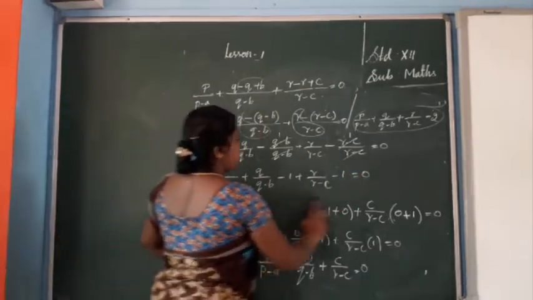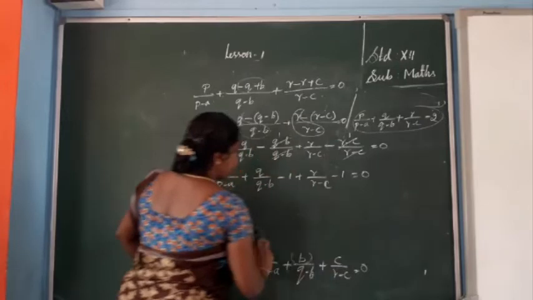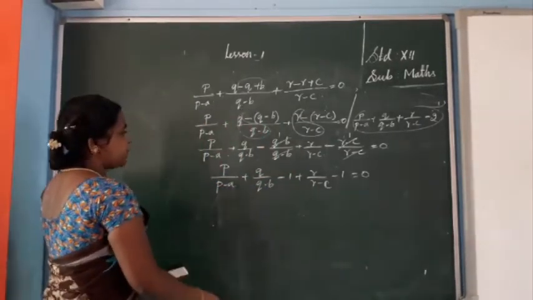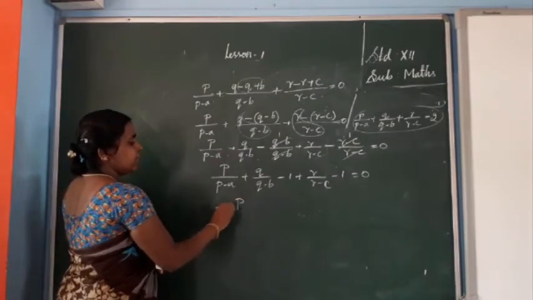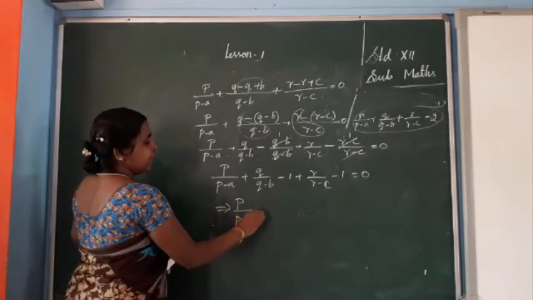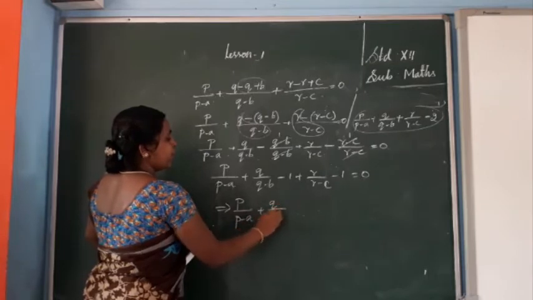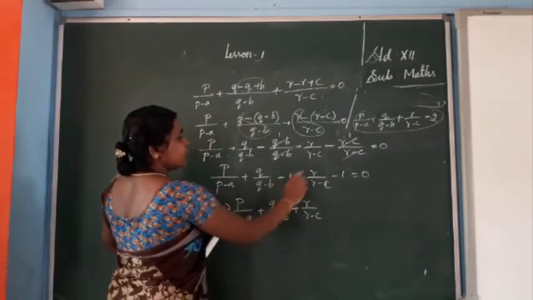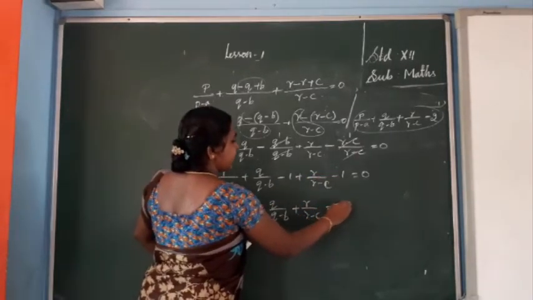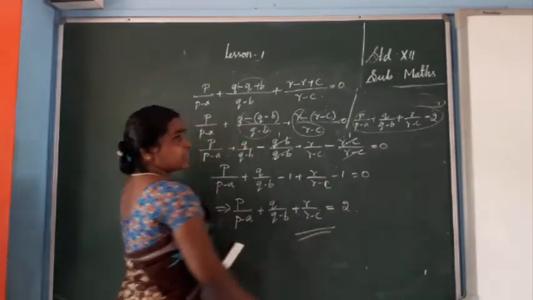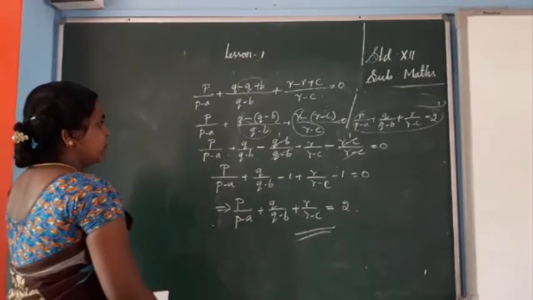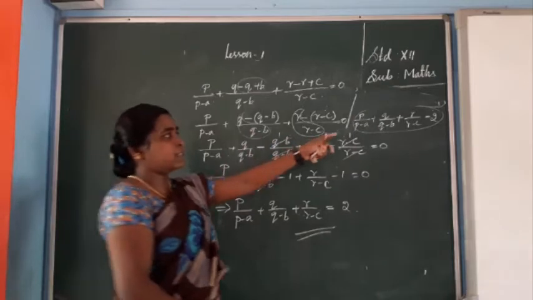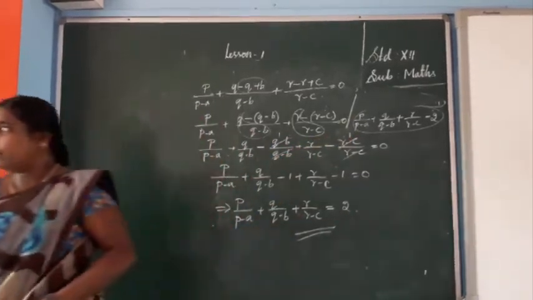Now you add the values minus 1, so minus 1 and minus 1 is minus 2. If you take it to the right hand side, it becomes positive. So the answer is p by p minus a plus q by q minus b plus r by r minus c equals 2. So that is the answer. Okay, so we got the answer. Next problem.